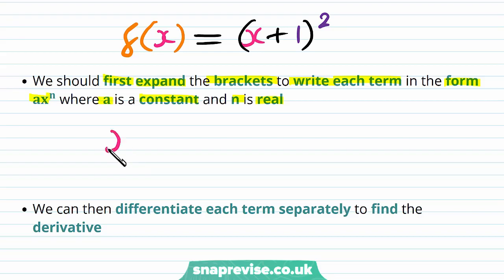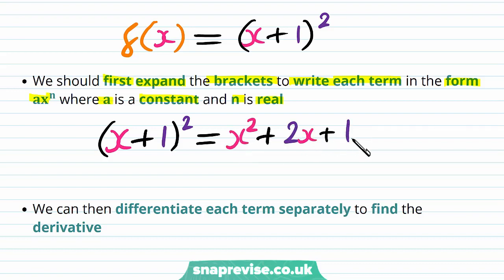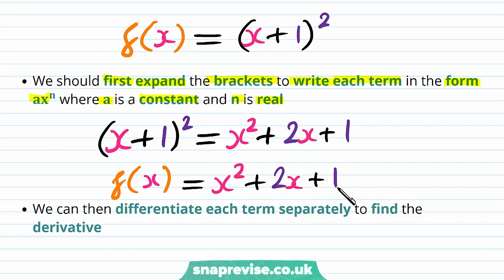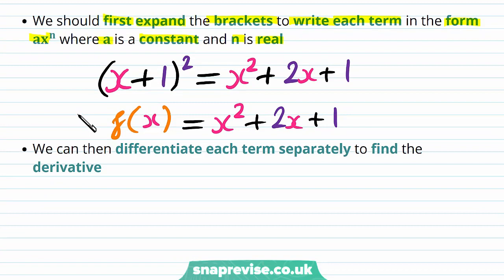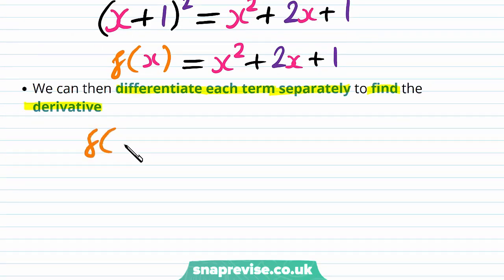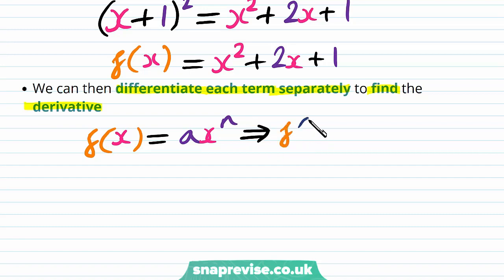If we consider our x plus 1 all squared and expand it out, then we end up with x squared plus 2x plus 1. And so our function f of x is actually equal to x squared plus 2x plus 1 by the expansion. And then in order to differentiate this function, we can differentiate each term separately in order to find the derivative. We have seen that in general, if we have a function f of x of the form ax to the power of n, then in order to differentiate it, we get our f prime of x is equal to an multiplied by x to the power of n minus 1.